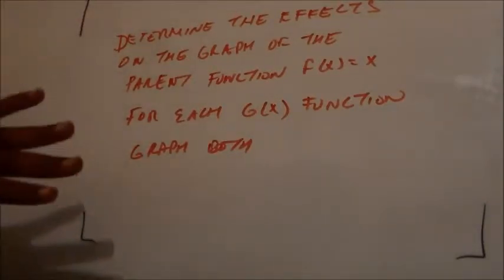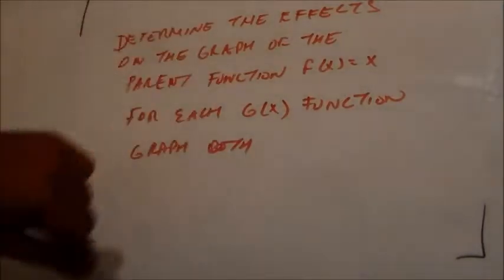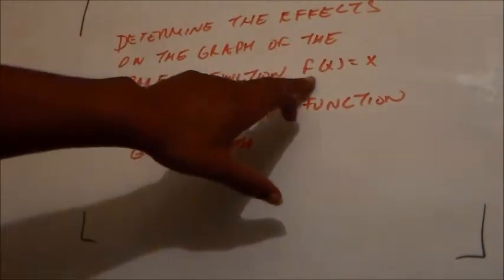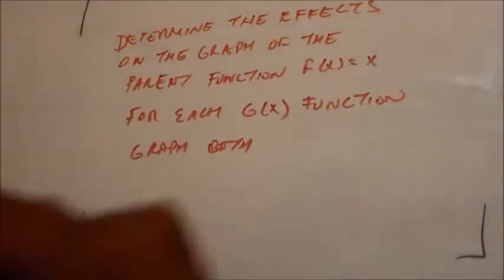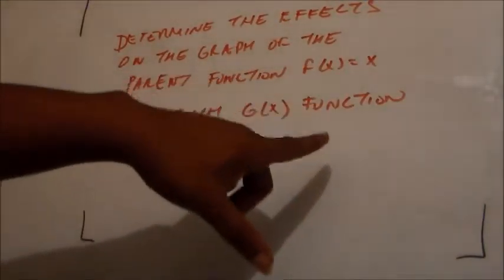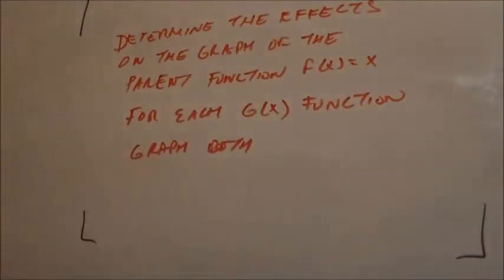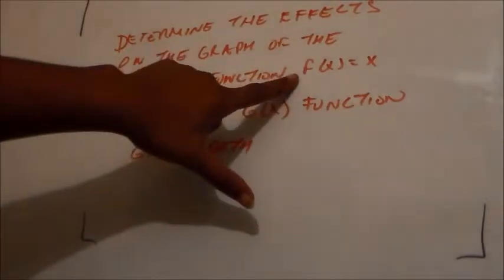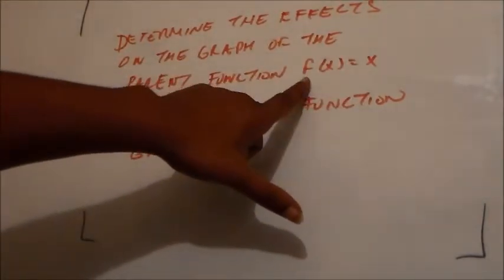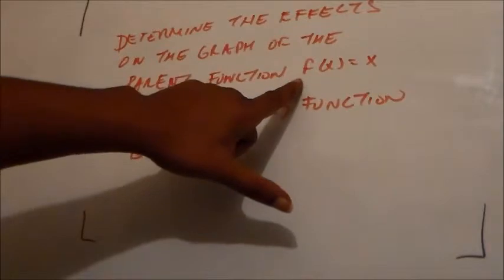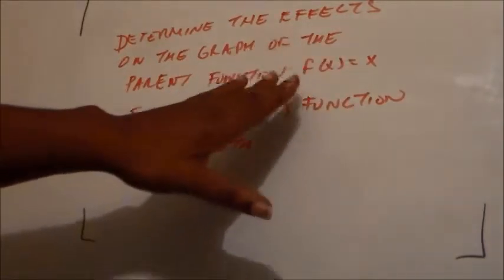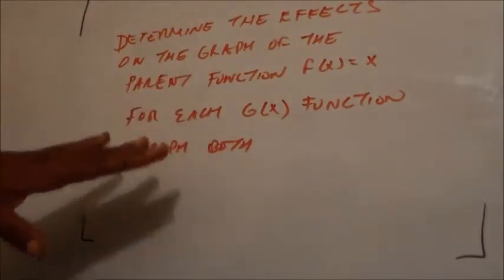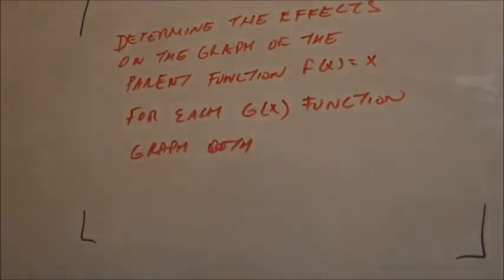This is her question. Determine the effects on the graph of the parent function. So this is our parent function, f of x equals x, for each g of x function, and they want us to graph both. So they want us to show them the effects of this function, f of x. When you see f parentheses x, this is called f of x. That's how we say it. So f of x equals x. And they want to see what the effects are for each g of x function.